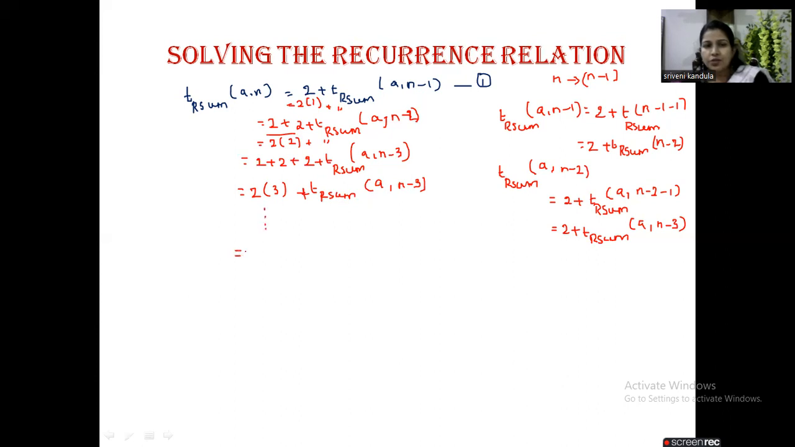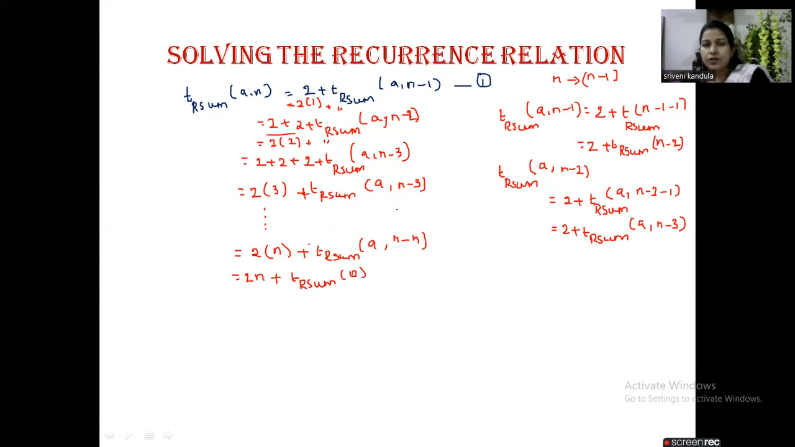So when I substitute this for n steps, so that means in place of 3, I will be getting n, plus T_rsum(a, n minus n) I will be getting, right? So I have substituted this for n number of steps. So finally, what is the value that I obtained? Here I obtained 2n plus T_rsum of n minus n, which is 0.